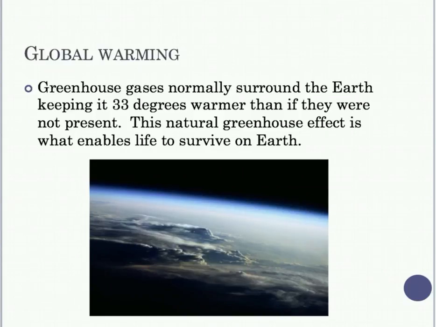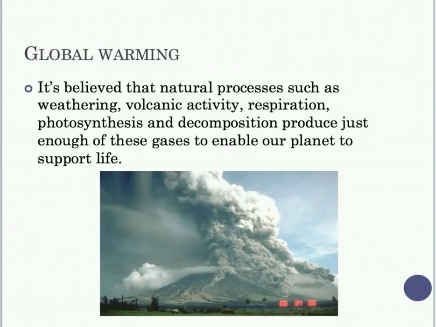Greenhouse gases normally surround the Earth, keeping it 33 degrees warmer than if they were not present. This is the natural greenhouse effect, which enables life to survive on Earth. It's believed that natural processes such as weathering, volcanic activity, respiration, photosynthesis, and decomposition produce just enough of these gases to enable our planet to support life.